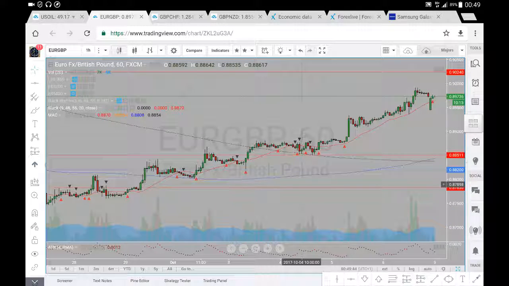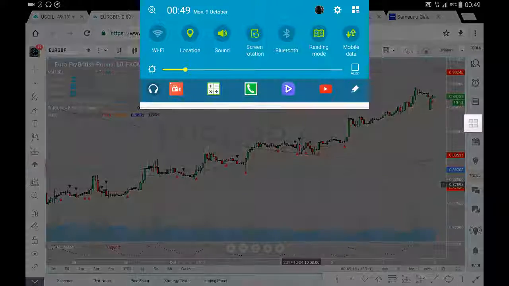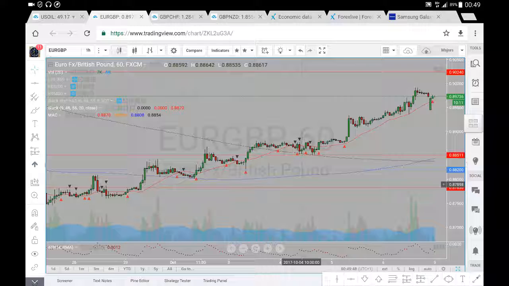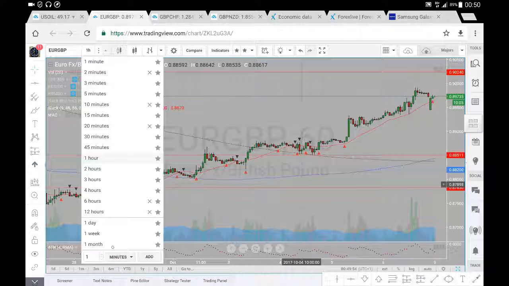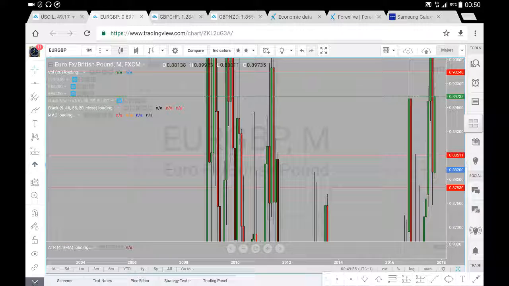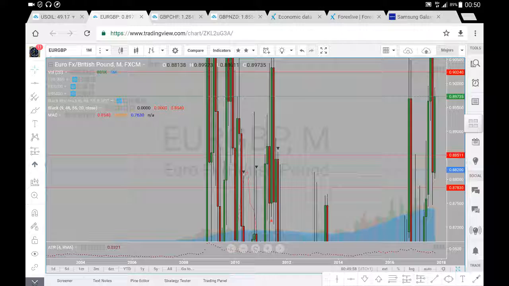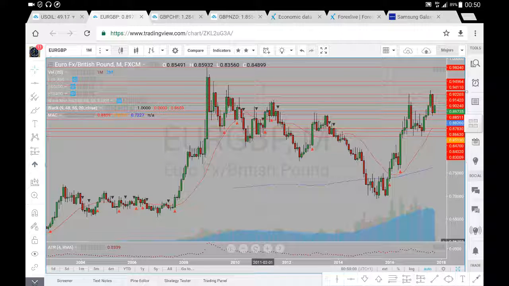So this is Euro Pound analysis for Monday the 9th of October. And let's go out to the higher time frames just to get some perspective. Let's get the scale on there correct. So what can we see?